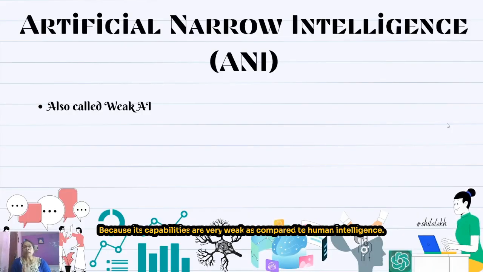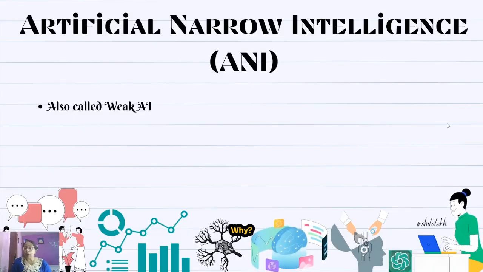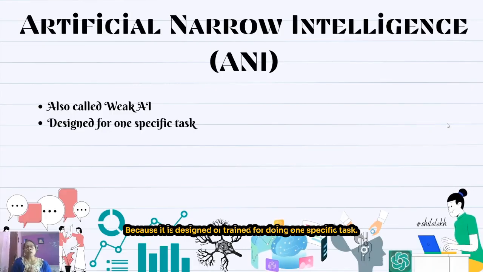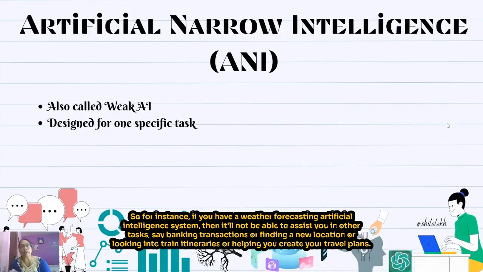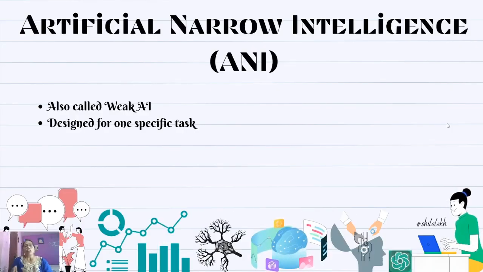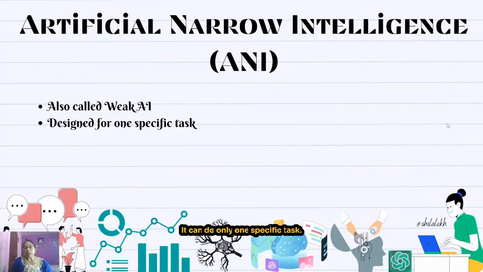Why weak AI? Because its capabilities are very weak as compared to human intelligence. Why? Because it is designed or trained for doing one specific task. So, for instance, if you have a weather forecasting artificial intelligence system, then it will not be able to assist you in other tasks, say banking transactions or finding a new location or looking into train itineraries or helping you create your travel plans. It can do only one specific task.